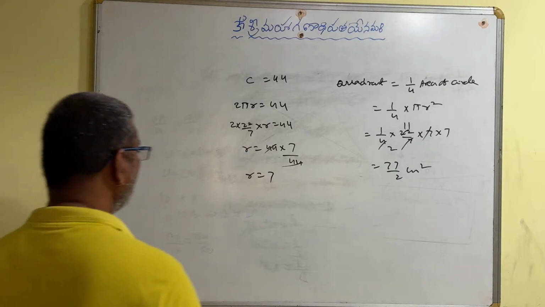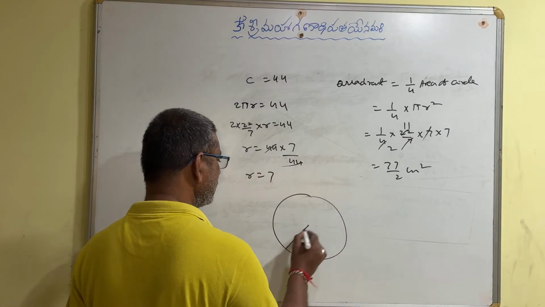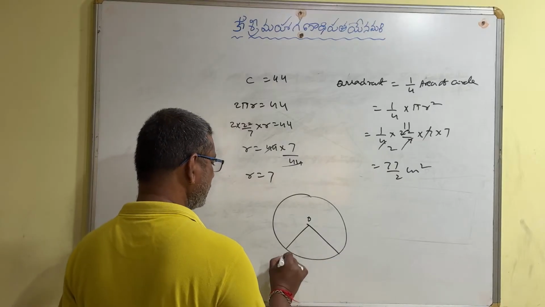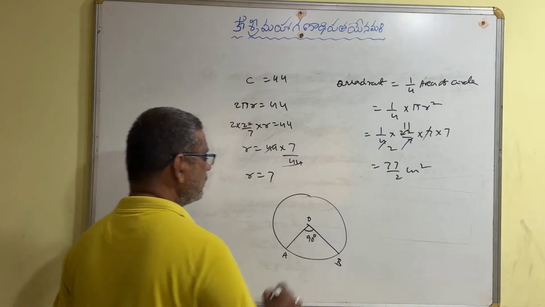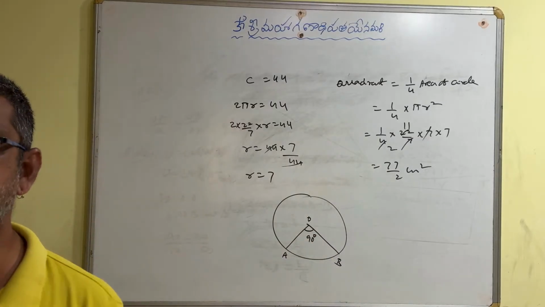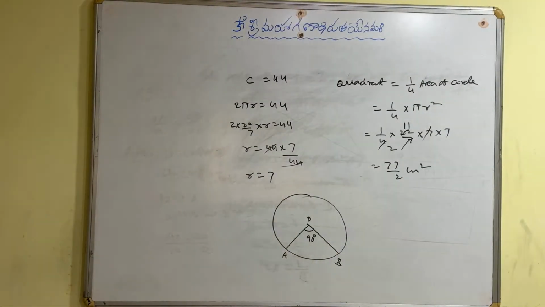మళ్ళీ ఒకసారి క్వాడ్రంట్ అంటే ఏమిటి? A sector with sector angle 90 degrees. A sector with sector angle 90 degrees is known as a quadrant of a circle. Okay. Next question.